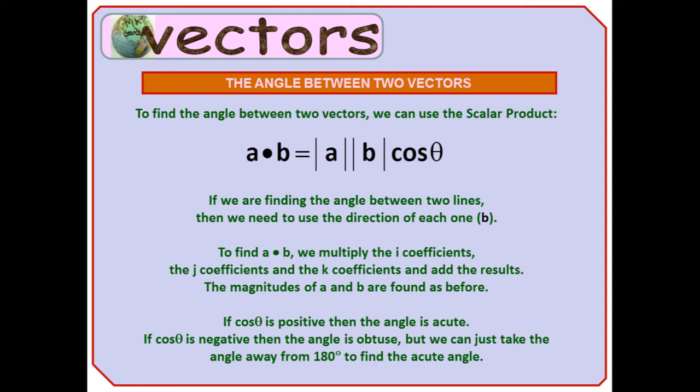If cos theta is positive, then the angle is acute, whereas if cos theta is negative, then the angle is obtuse, but we can't just take the angle away from 180 degrees to find the acute angle. Got that? Good. Then we shall continue with an example.